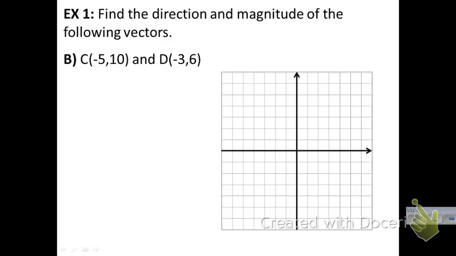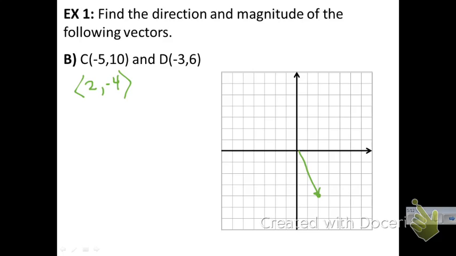So I have lots of examples. I wanted to show you what each of these would look like in each quadrant. So for this one here, you're still going to write the component form of the vector by taking x2 minus x1. So negative 3 minus negative 5 gives us 2. And then y2 minus y1, 6 minus 10, is negative 4. So we graph over 2, down 4, and draw our vector from the origin.